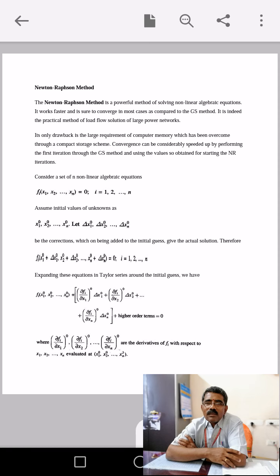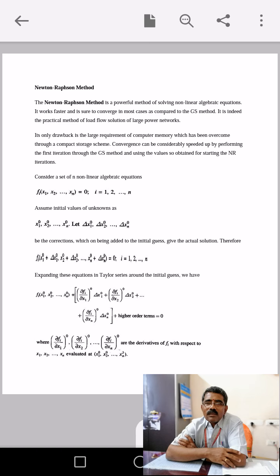Then the present topic of discussion, which is the Newton-Raphson method. This Newton-Raphson method is a more powerful method than Gauss-Seidel, in fact, but the problem is it occupies more space, more memory. It requires more space in the computer. So that's the major problem. Otherwise, it is a powerful and most preferred method, particularly for large networks. Okay.